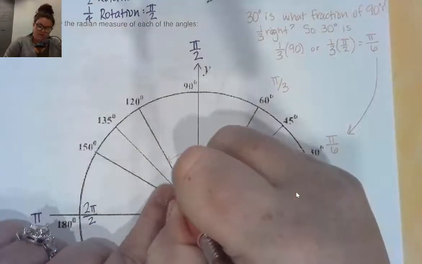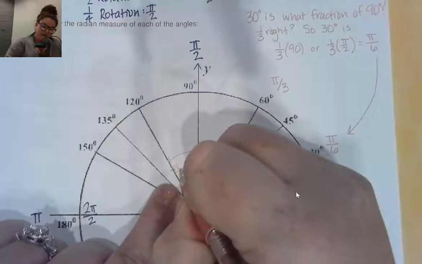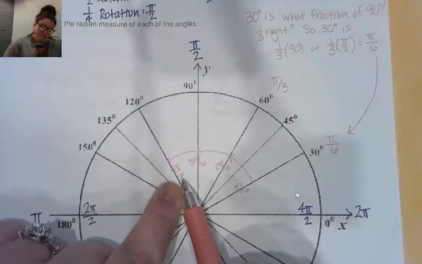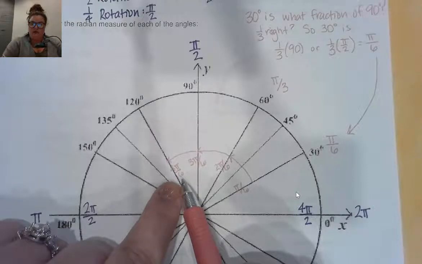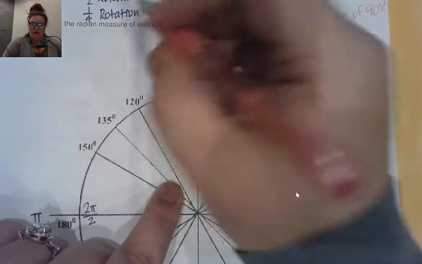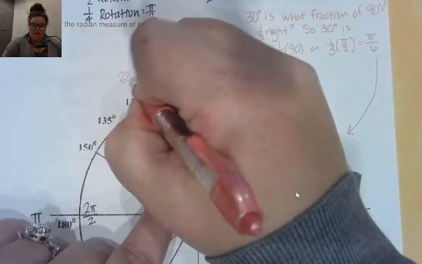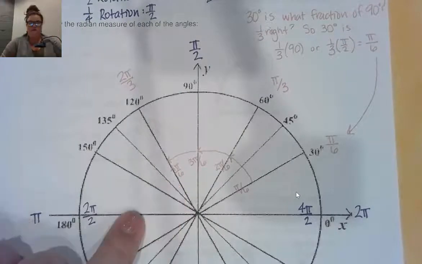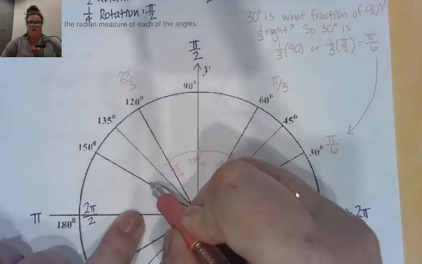And then we're going to go another pi over 6. So again, this was 1 pi over 6, 2 pi over 6, 3 pi over 6. This is going to be 4 pi over 6. And 4 pi over 6 reduces. 4 and 6 I can reduce by 2, and that's going to give me 2 pi over 3. 2 pi over 3. Hopefully y'all are with me.